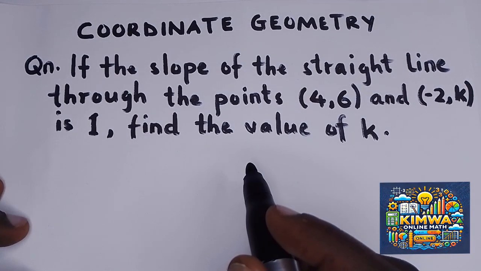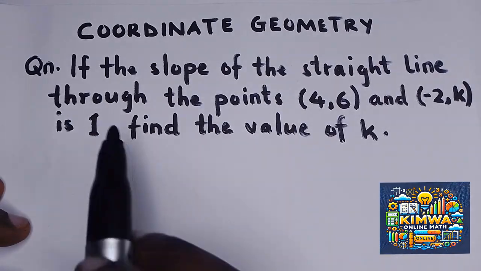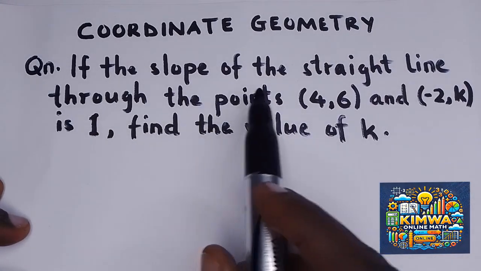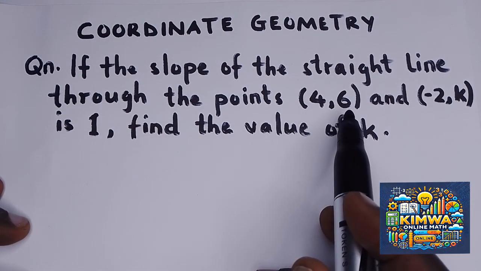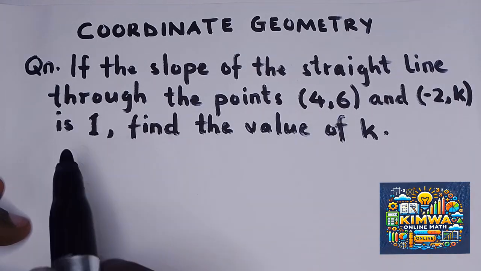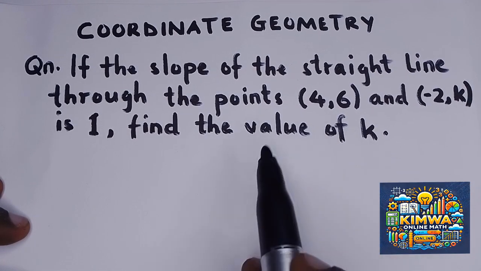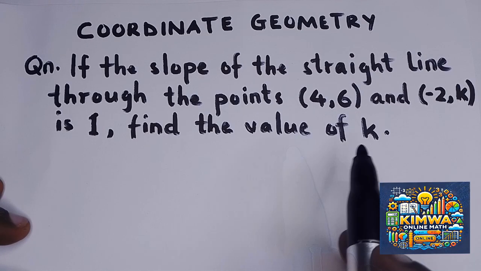Okay, welcome again. Today we have the question of the coordinate geometry. As you can see here, the question states that if the slope of the straight line through the points (4, 6) and (-2, k) is 1, find the value of k. This is the question that we have been given and we are supposed to find the value of k.